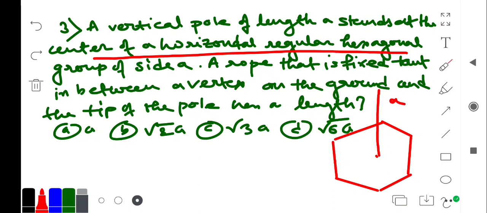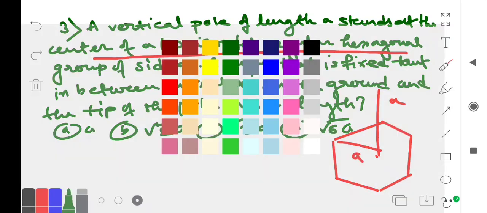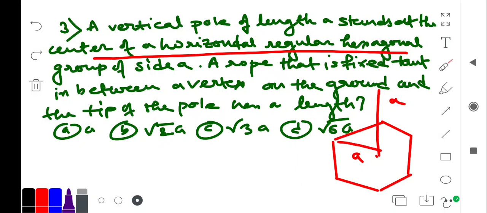And also they are given, stands at the center of a horizontal regular hexagonal ground of side A. So horizontal means this A. And between a vertex on the ground and tip of the pole has a length. So we have to use a rope that is fixed on top of the vertex of the ground. So vertex of the ground means what? This is.